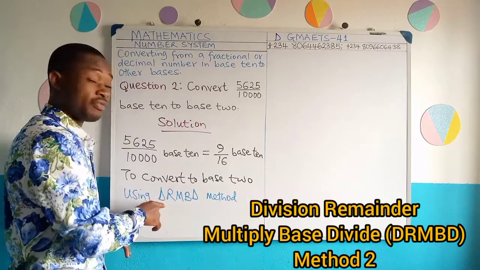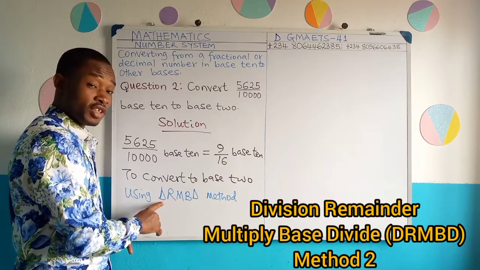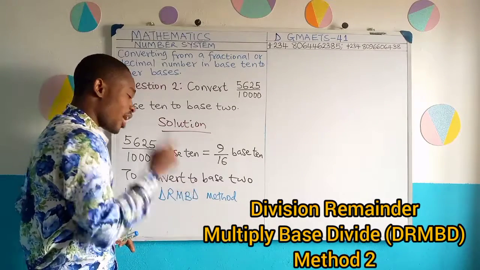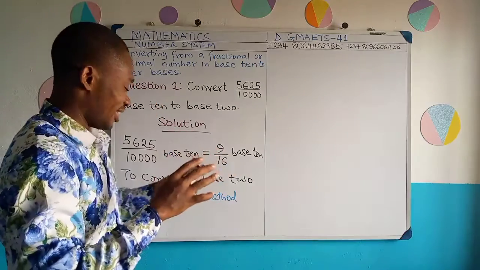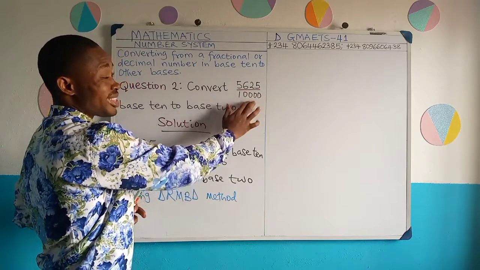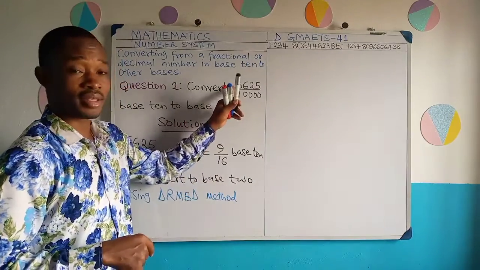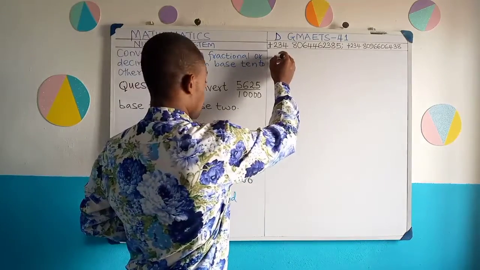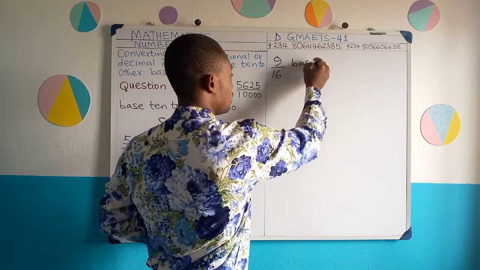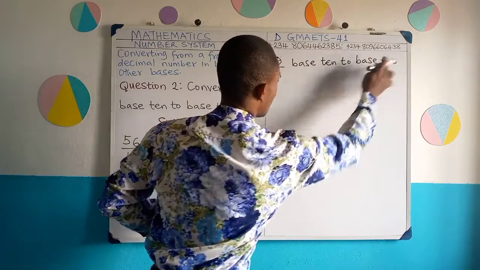So once again, you can write the meaning of this in your book. This method that I use the acronym to represent here is division, remainder multiplied by the base you are converting to, then divide again. And what does all these things mean? Let's see how we go by that. Now, instead of solving 5,625 divided by 10,000, I'm now going to solve 9 over 16 because 9 over 16 is the same as this. They are equal, they're equivalent. So I can say that 9 divided by 16 base 10 to base 2. This is the new base we are converting to.